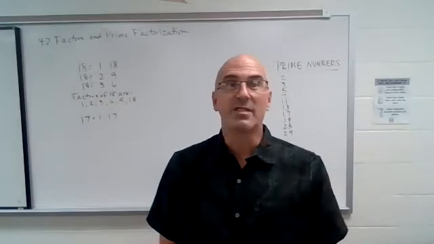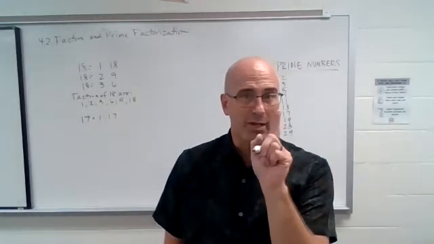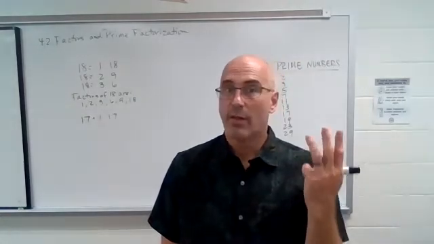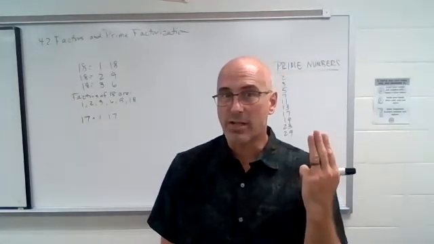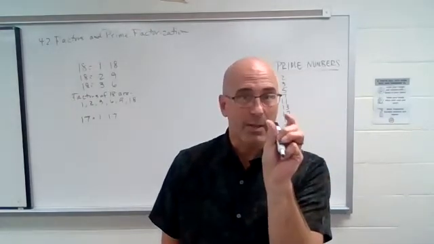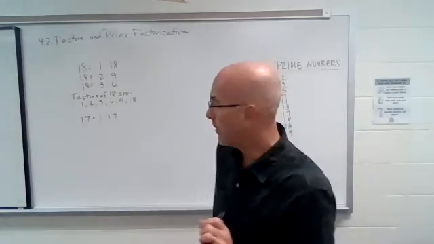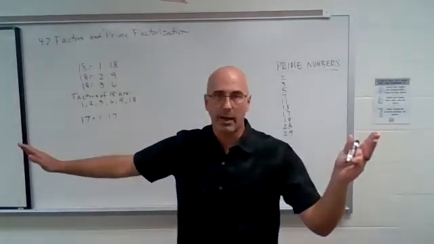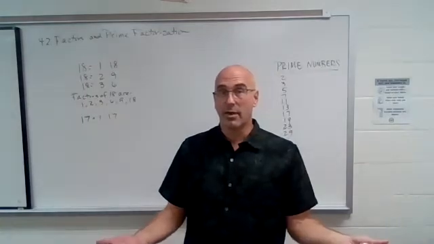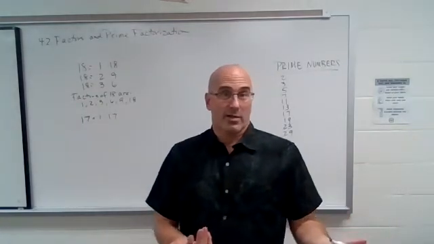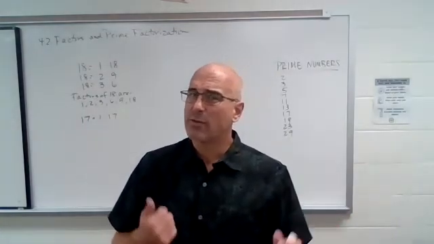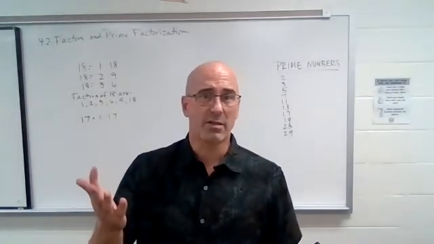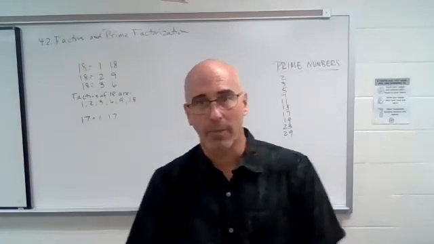Well, let's check our divisibility. Is it divisible by 2, meaning is 2 a factor? It's not even, so 2 is not a factor. 3: in order to be divisible by 3, the sum of the digits needs to be divisible by 3. When I add 1 and 7, I get 8. That's not divisible by 3. 4: we have to remember our skip counting. 4, 8, 12, 16, 20. It's not divisible by 4.